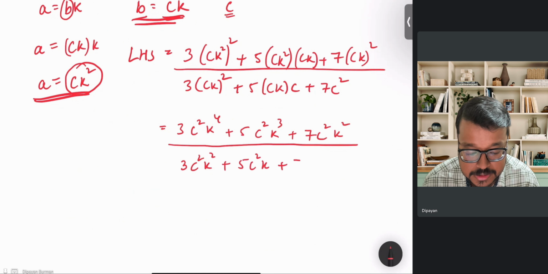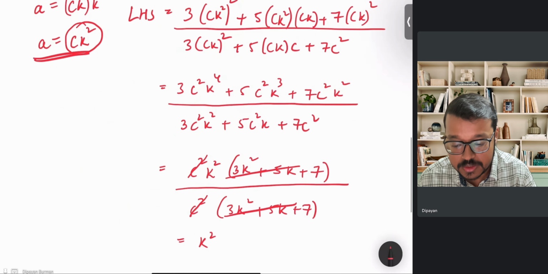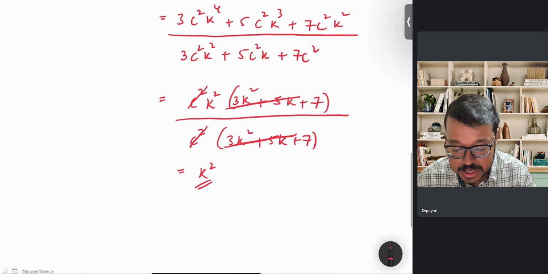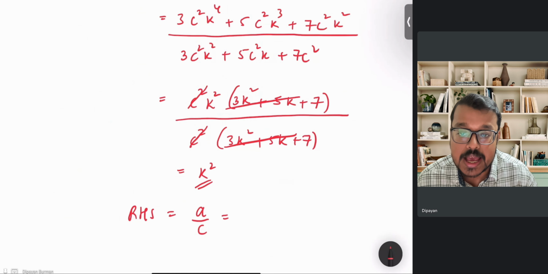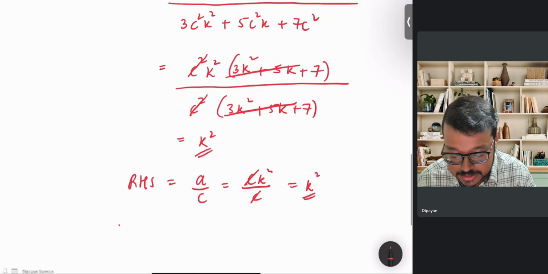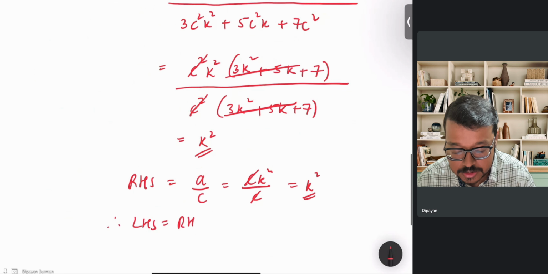And again, luckily we have this common expression in numerator and denominator. We can cancel both of them. Also, C square can be cancelled from numerator and denominator. So the LHS is equal to K square. Now in K method, I also have to look at what is the RHS in terms of K. RHS was A by C, and A was CK square, and C I will not substitute anything. So if I look at it, RHS is also equal to K square. So I will say that therefore LHS equals RHS. Hence proved.